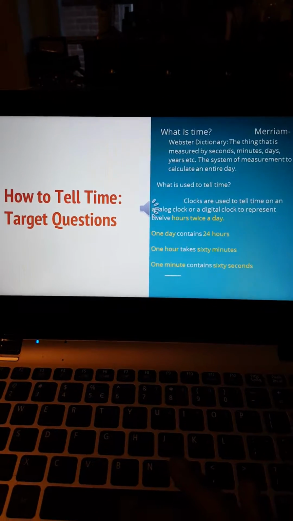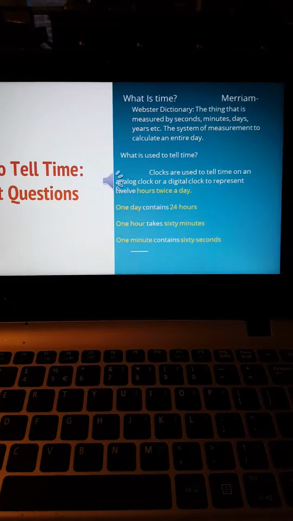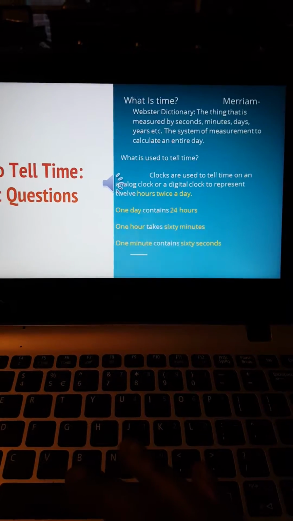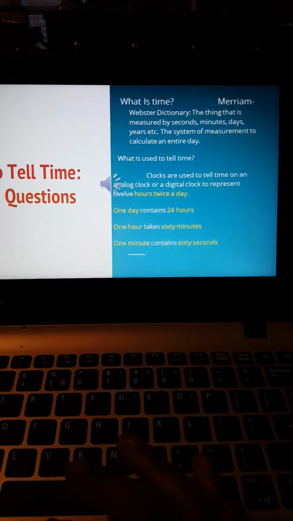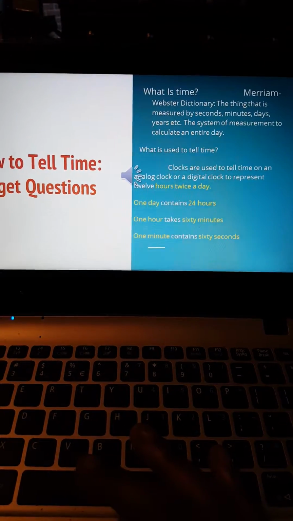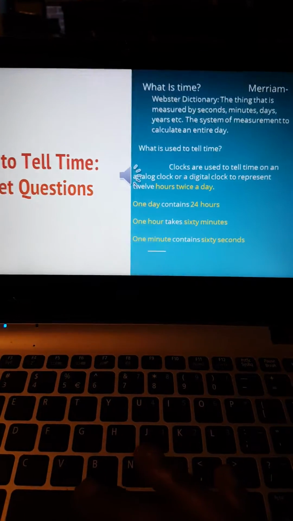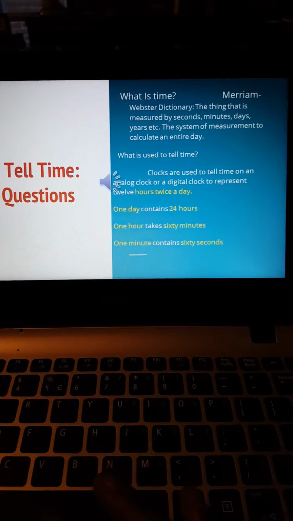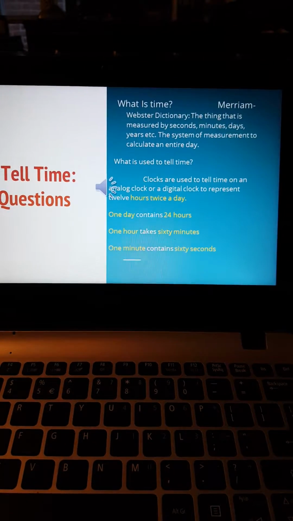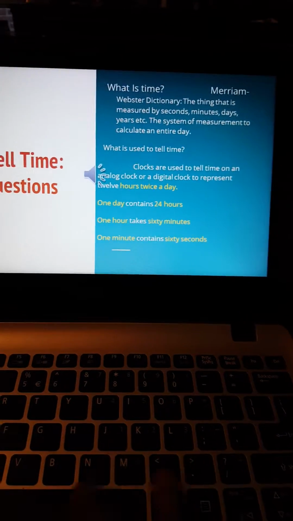Then there's a basic overview of how to tell time, target questions that we'll be discussing in an open forum right here. So I have the Merriam-Webster dictionary definition here at first, but it will start off as a KWL chart similar to that, where students, in an open discussion, tell the teacher what they think time is and the functions of time, what it's used for, such as for scheduling and for dates and other things of that nature. And then the basic components are here at the bottom. It takes 12 hours twice a day to make 24 hours. 1 day contains 24 hours. 1 hour takes 60 minutes, etc.